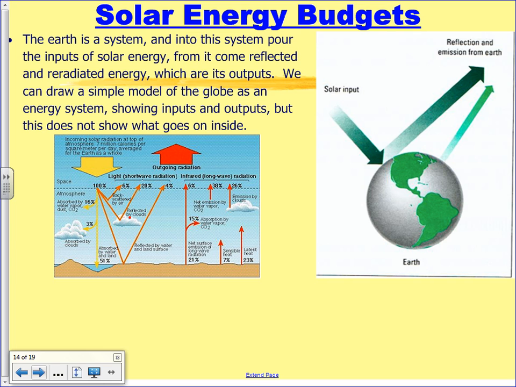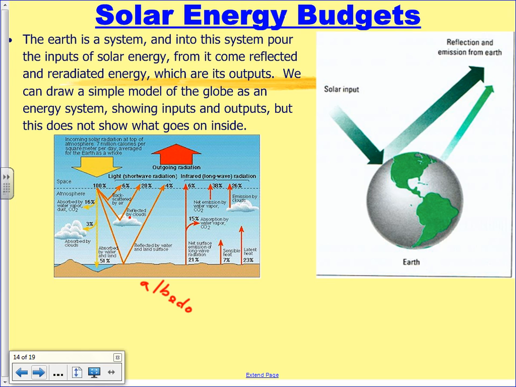We got 6% reflected back by air, or scattered. 20% is reflected by clouds, and 4% is reflected by the land surface and water. Again, that's dependent on what word? How much gets reflected off the land is affected by albedo. Remember, that's what determines that.